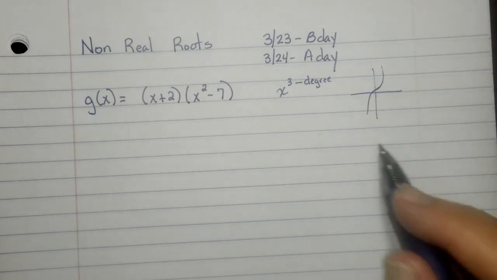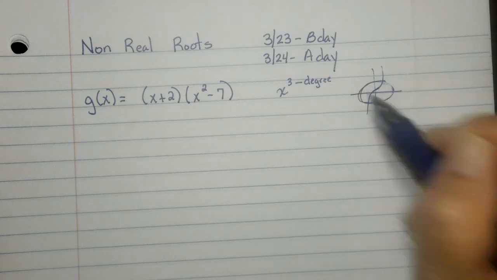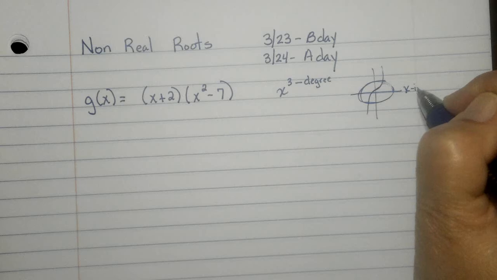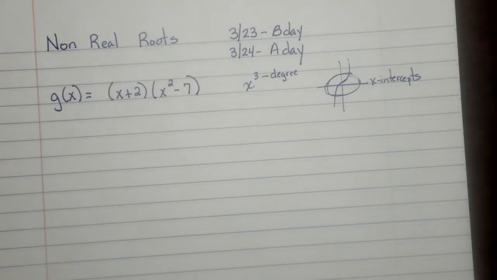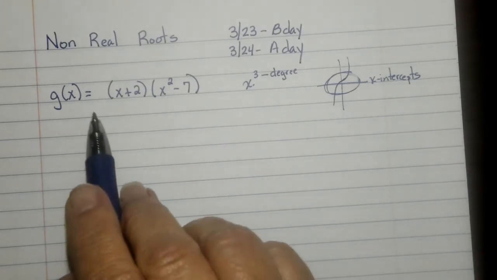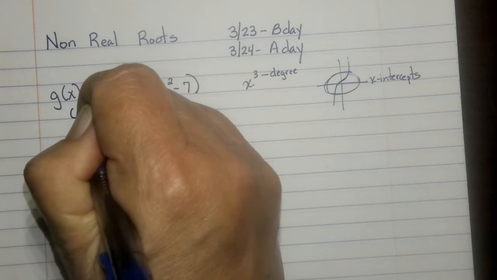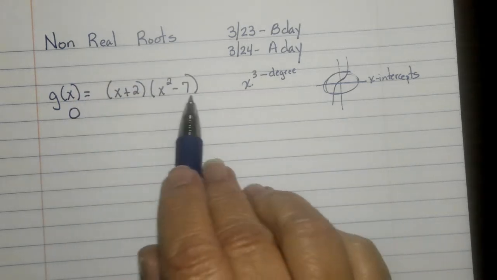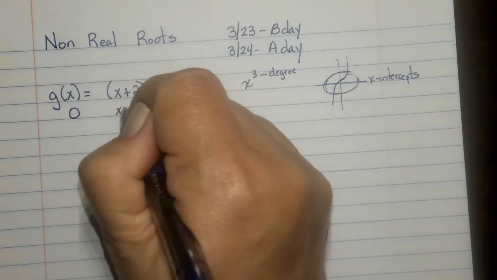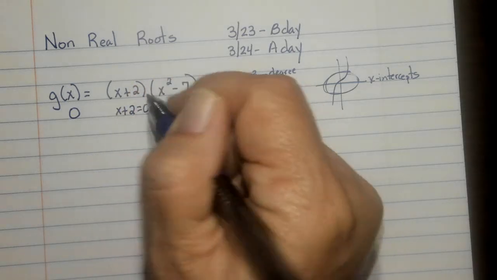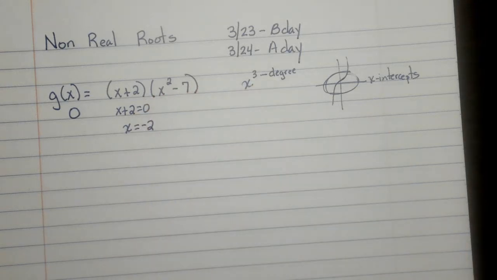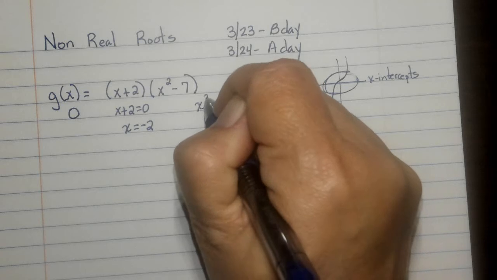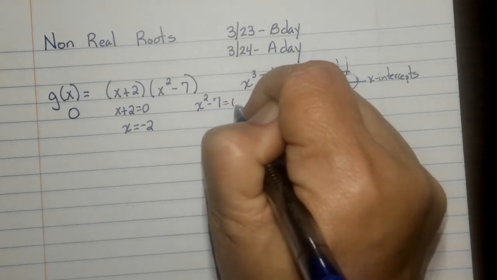But what we want to do is find the zeros. We want to know what happens in this middle part. We want to know where our x-intercepts are, our zeros, our roots. And so if our polynomial is equal to 0, then that means one of our factors is 0. So either x plus 2 is equal to 0, in which case x is equal to negative 2, or x squared minus 7 is equal to 0.